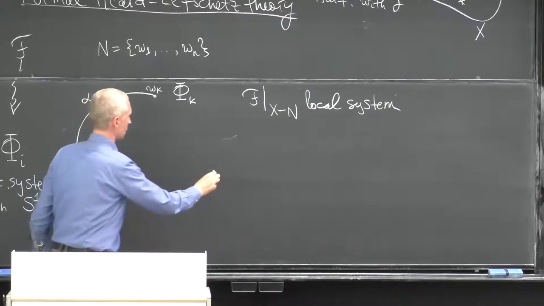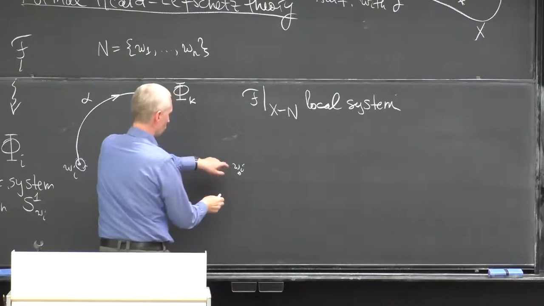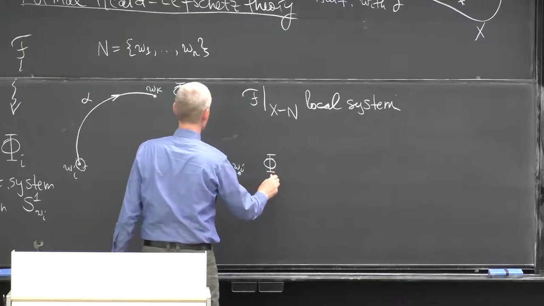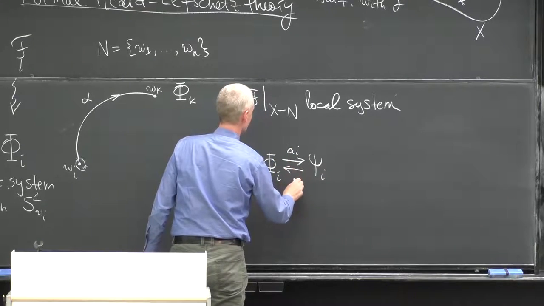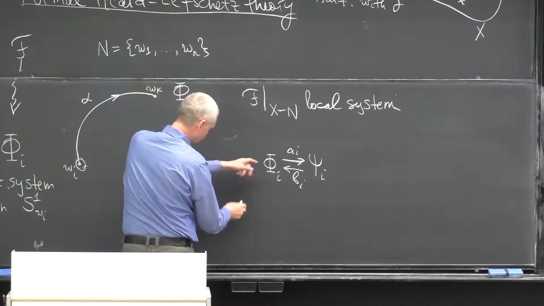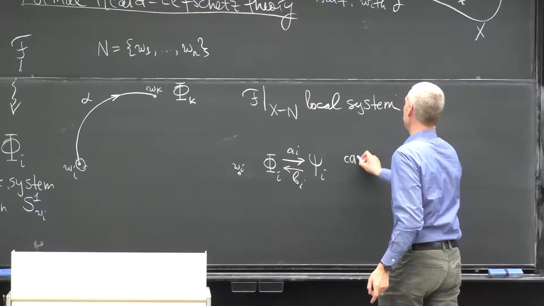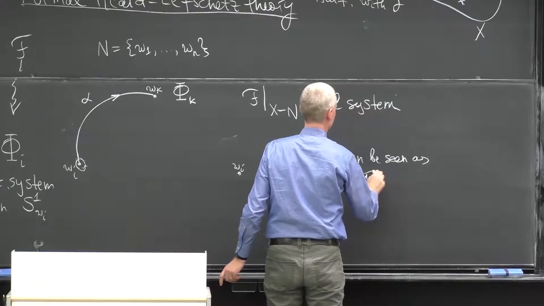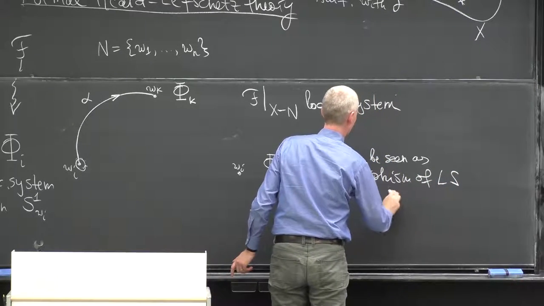So when I start out of the point WI, there is a map. Near WI, we have a description: phi I, psi I, there is AI, and there is BI. Near this point, those can be seen as morphisms of local systems on the circle.